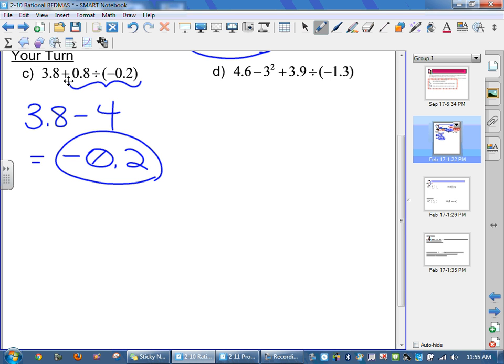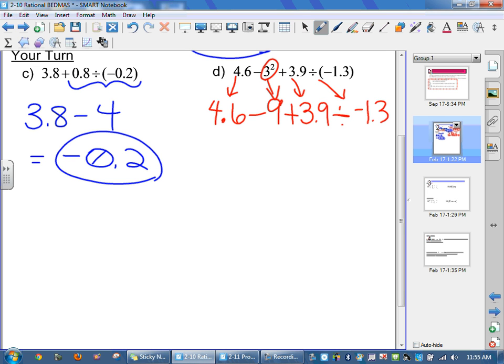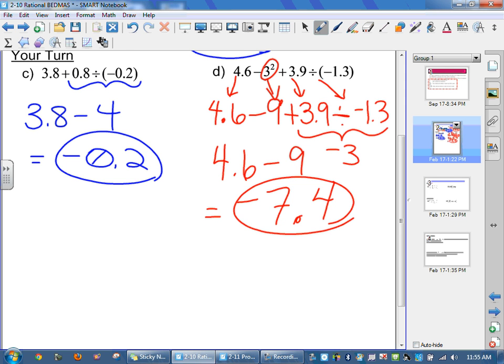Okay. Over here, the 4.6 comes down. I need to solve my exponent, which is 3 times 3. That'll give me 9. So my subtract 9 comes down. I write down my plus 3.9, divide by negative 1.3. Now I do my dividing. When I divide those, I'm going to get a negative 3. These come down. So I get 4.6 subtract 9 subtract 3. It's going to give me a negative 7.4. Check your work.